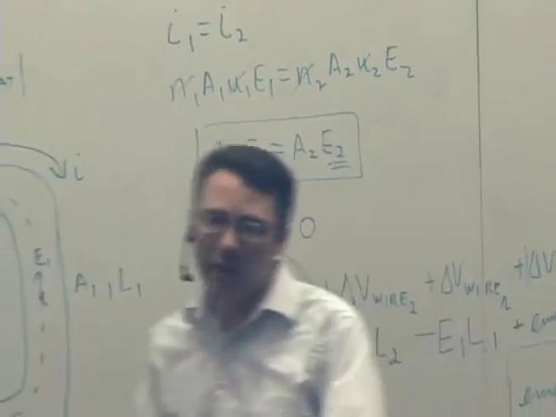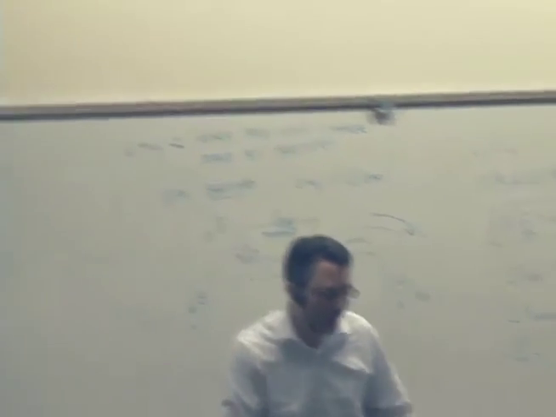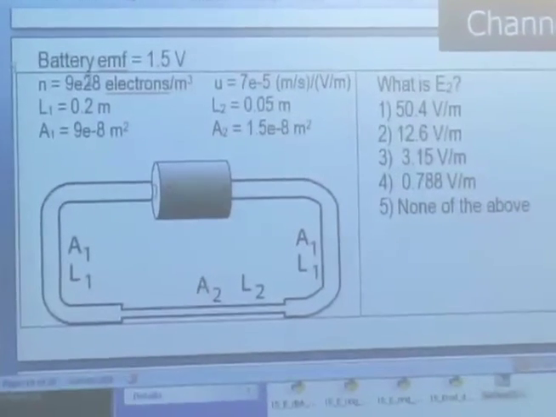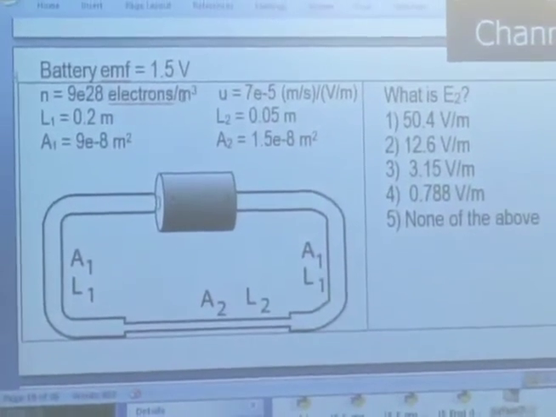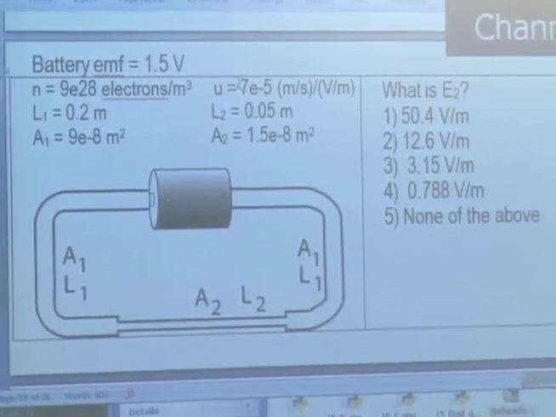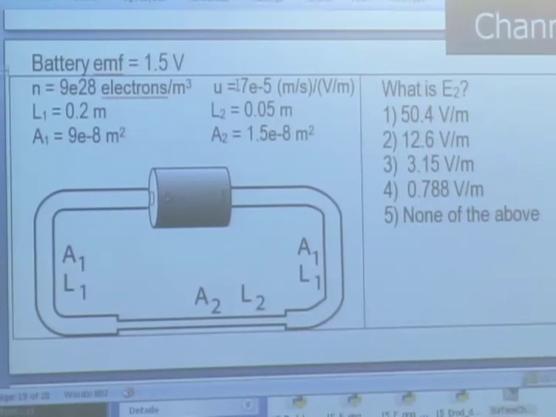If we give the battery EMF as, say, 1.5 volts, the electron density, kind of a typical electron density for a metal, 9 times 10 to the 28th electrons per meter cubed. This is the mobility of a typical metal. It might even be for copper or something like that. U is 7 times 10 to the minus 5 meters per second divided by volts per meter. We'll say length 1 is 0.2 meters, length 2 is 0.05 meters. Cross-sectional area 1 is 9 times 10 to the minus 8. Cross-sectional area 2 is 1.5 times 10 to the minus 8.